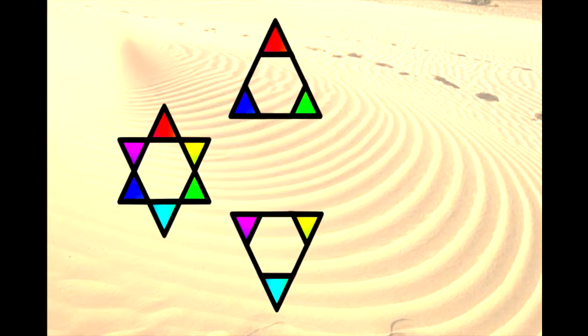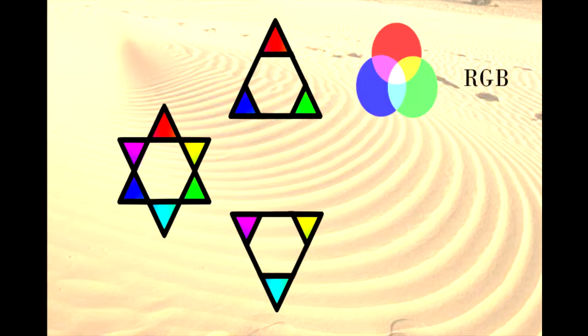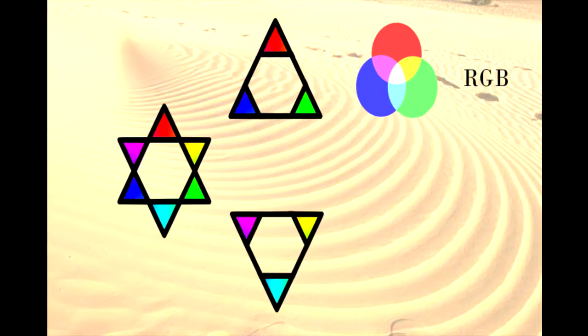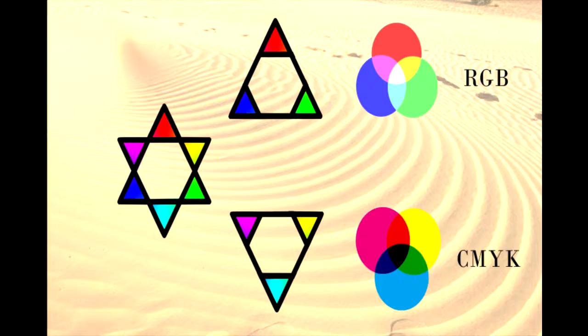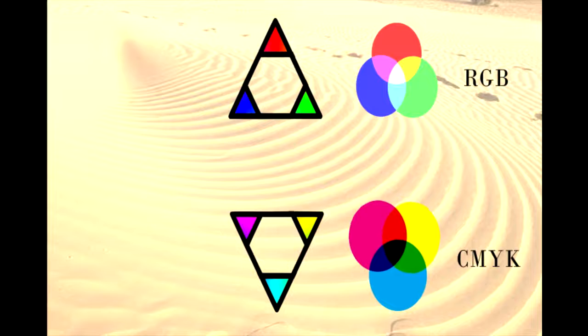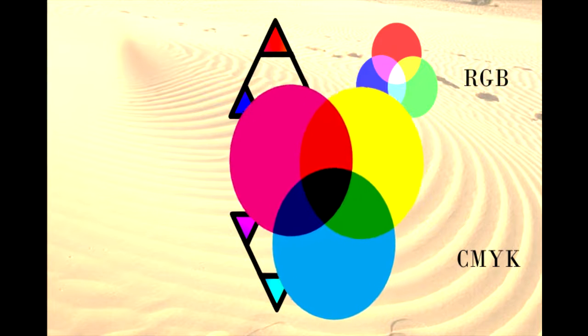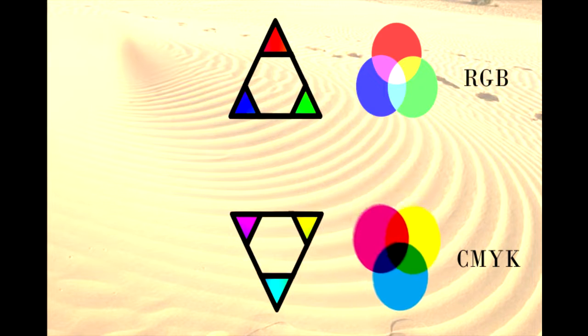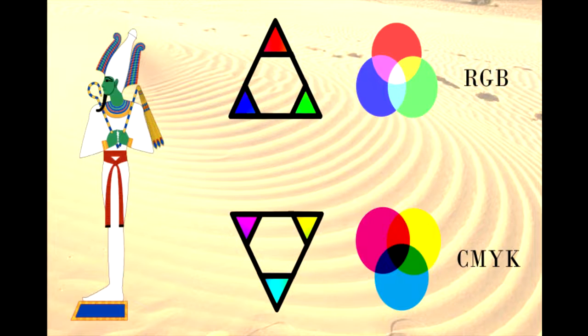For people who work with computers, you have two color systems. You have the RGB, the red, green and blue, and that's the upper triangle. And you have the CMYK system. CMYK stands for cyan, magenta, yellow, and the K stands for black. So let's take a look at the CMYK triangle, and in the middle you see this black triangle. The black triangle stands for Osiris, the Lord of Darkness.